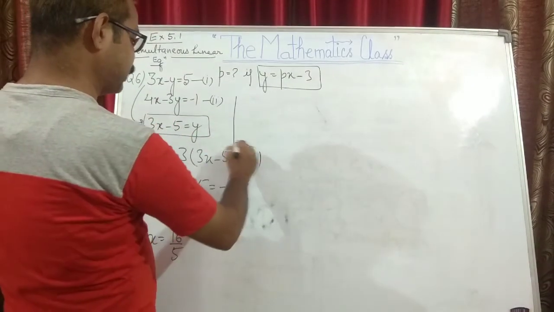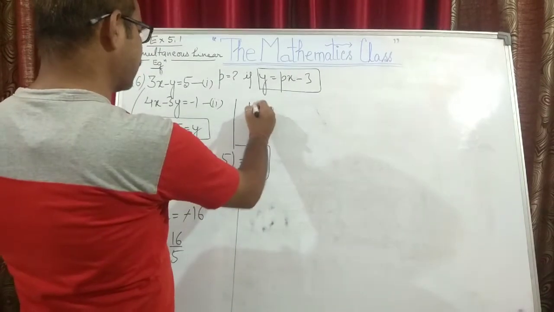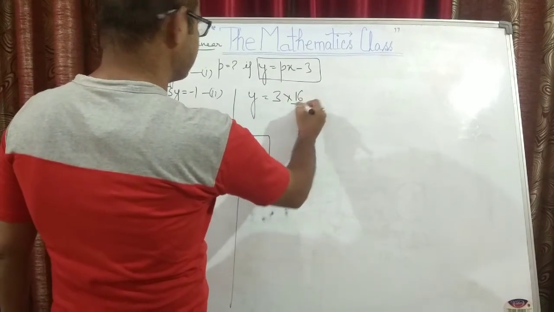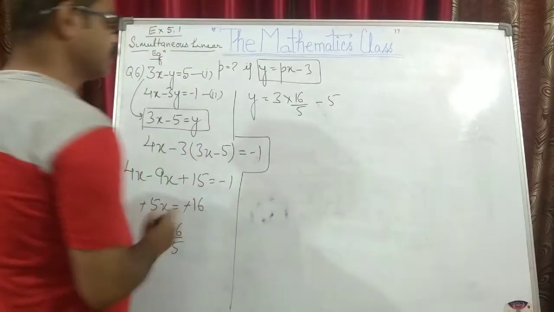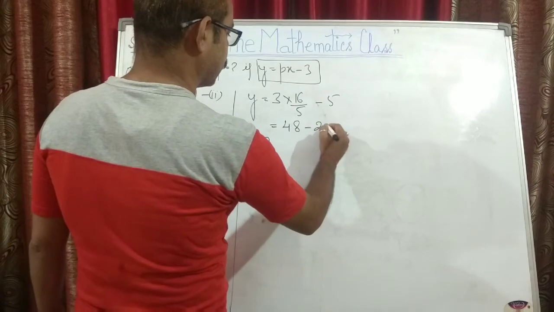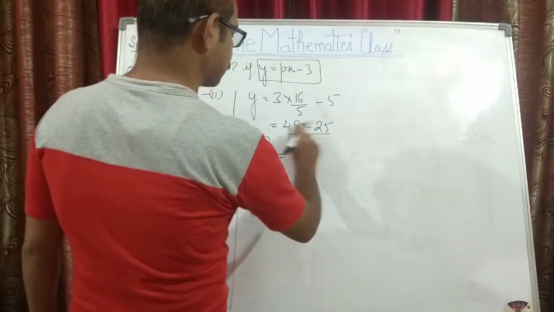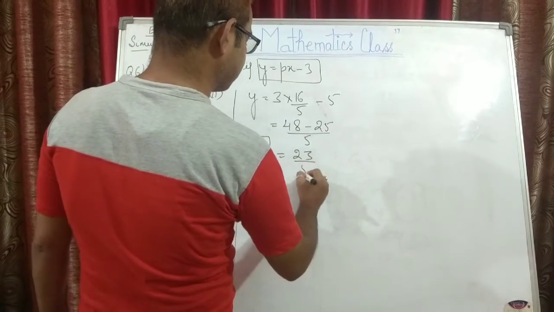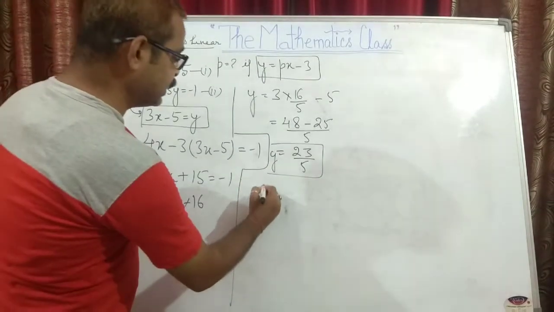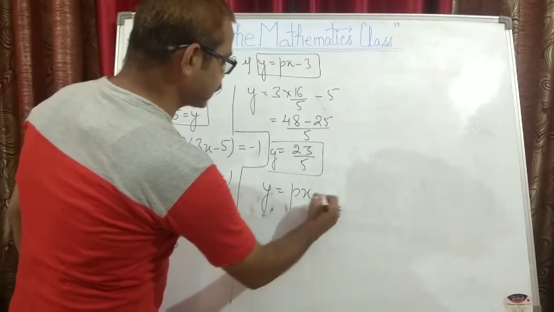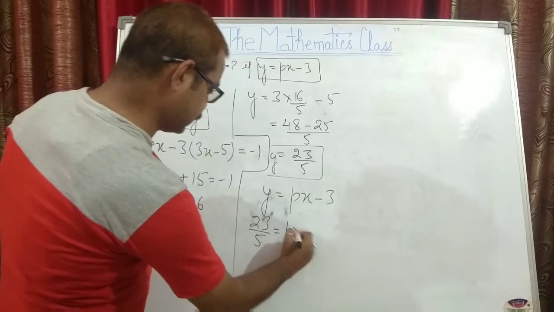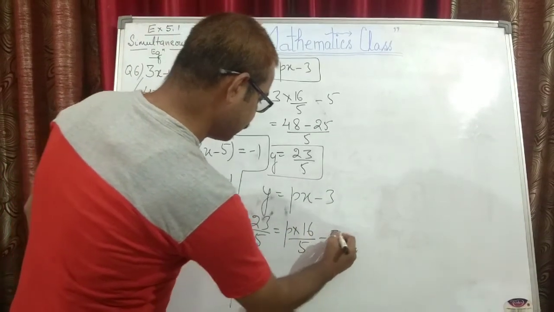Now value of y can be written as, you know, y is equal to, from here, 3, x is 16 upon 5 minus 5. So 16 3s are 48 minus LCM, so 25 upon 5. So 48 minus 25 is 23, 23 upon 5 is the value of y. You have to find the value of p, where y is equal to px minus 3. Y is 23 upon 5 is equal to p times x, x is 16 upon 5 minus 3.